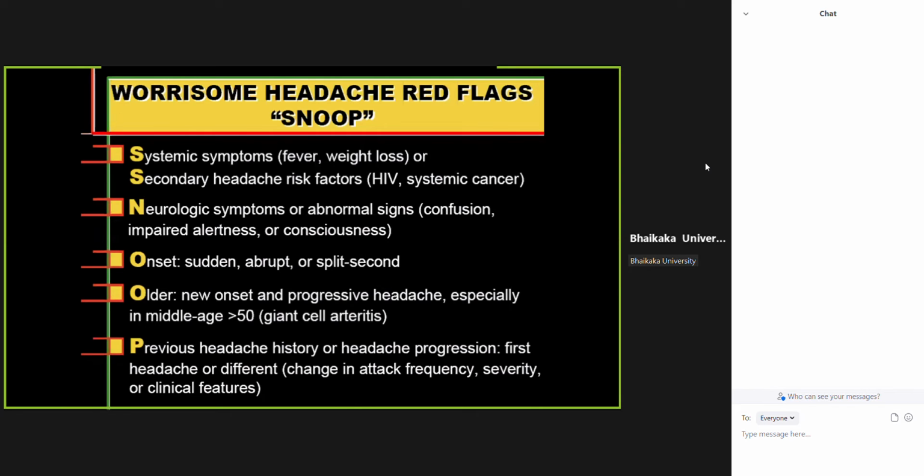New onset of progressive headache, especially in an elderly patient. Many patients come and say, "Sir, until the age of 50 I never had a headache, but now suddenly the headache has started and it is not stopping." You should think that it's a worrisome sign.